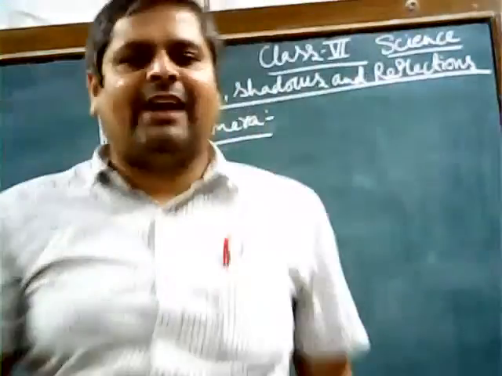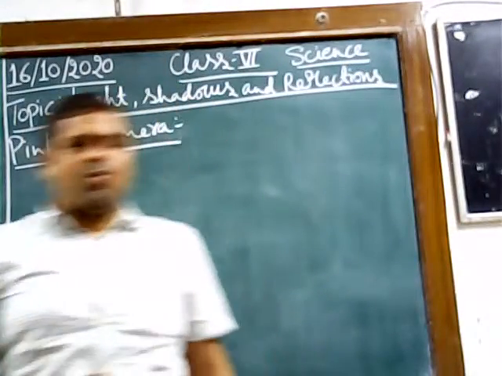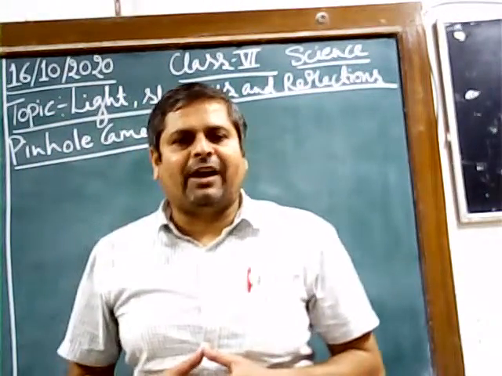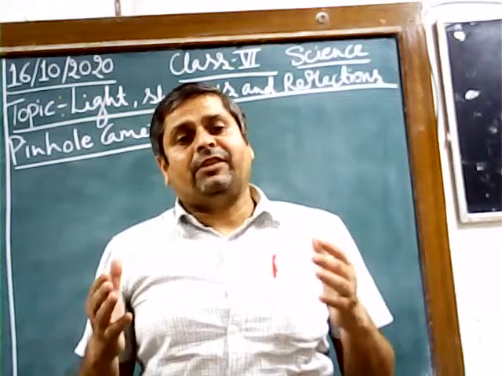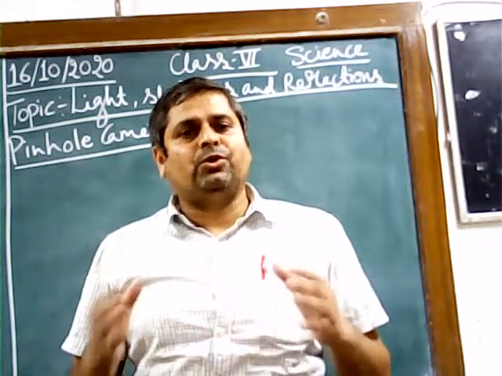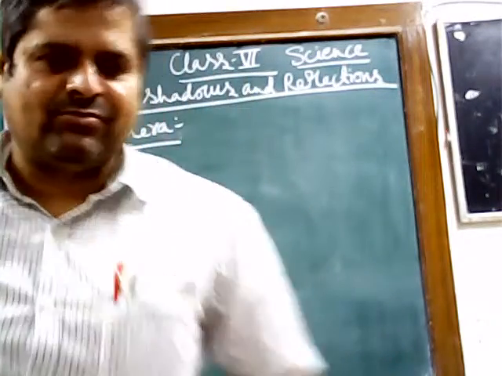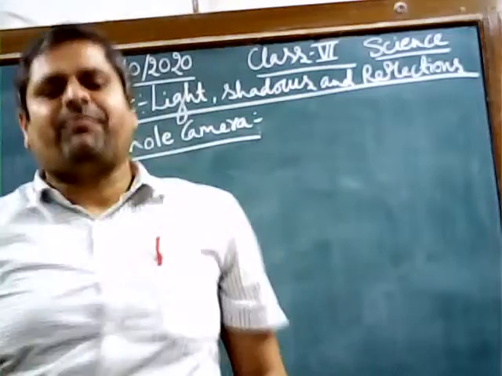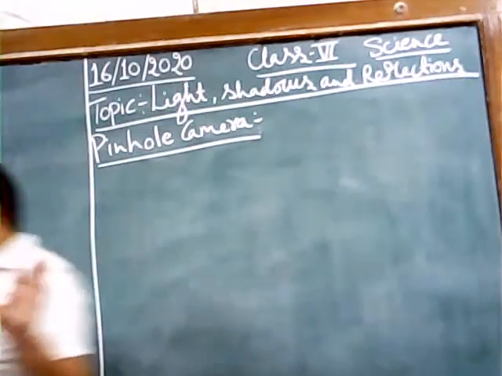Now let us continue with our chapter that we were studying in the last class. Let us see what we have done so far and what we are yet to do in this chapter. The name of the chapter is Light, Shadows and Reflections. Now let us see what we have done so far in this chapter.